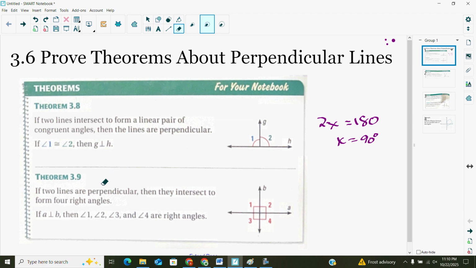The next theorem says if two lines are perpendicular, then they intersect to form 4 right angles. So if the lines are perpendicular, each of those angles, angles 1, 2, 3, and 4, all have to be right angles. As always, if I'm going too fast and you're trying to write it down, pause the video, get caught up.